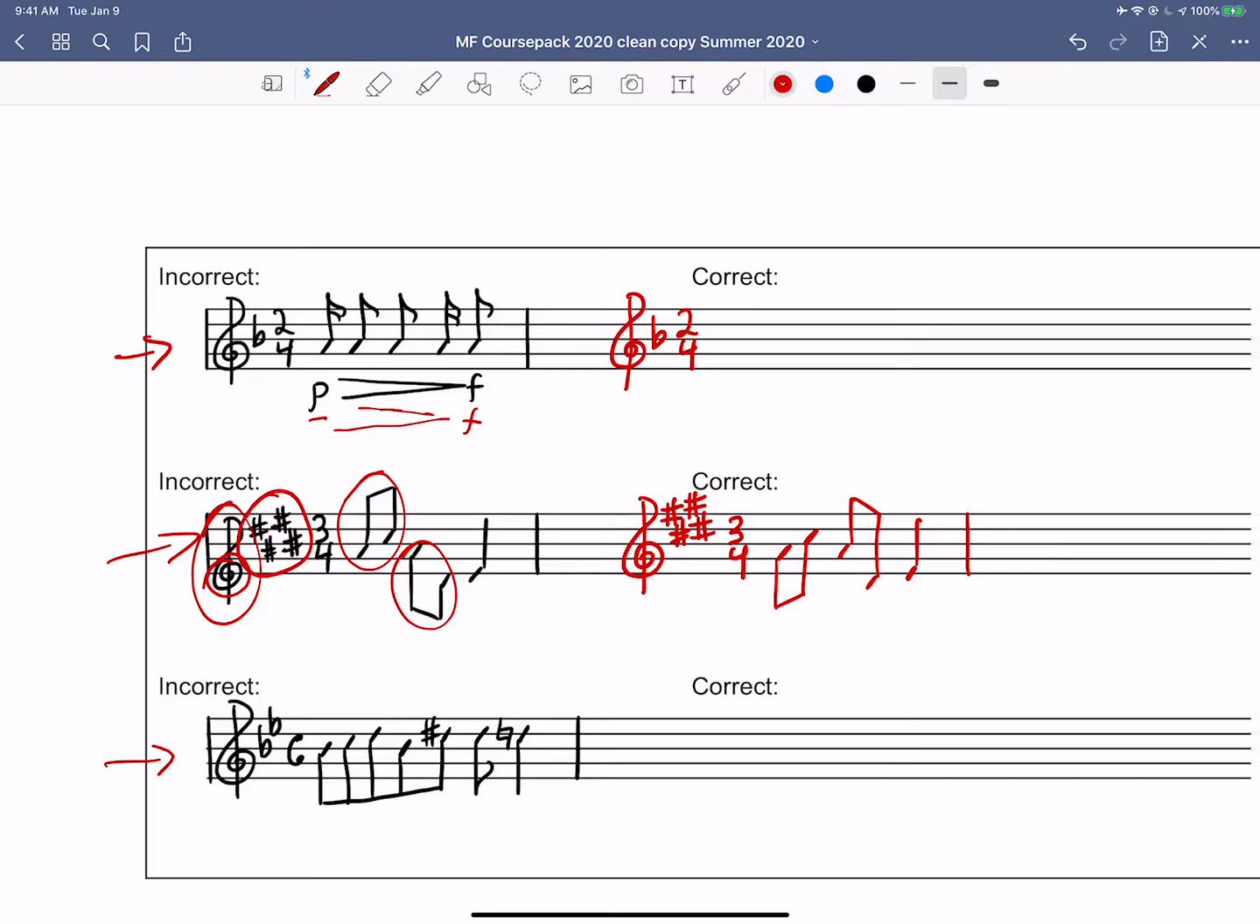Now, it looks like it might be backwards. What if we kept the piano here, but then we did the crescendo to forte? That makes much more sense, right? Because forte is loud, piano is soft.